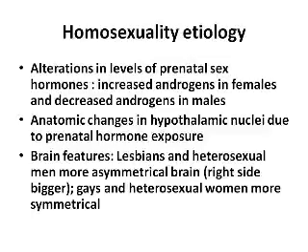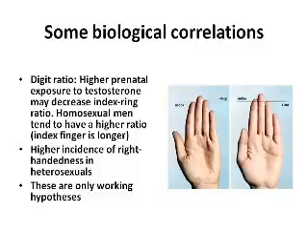And apart from the brain, there are other biological correlations that are quite interesting, and they're not properly predictors of homosexuality, but they have a strong correlation. There's first of all the digit ratio. Higher prenatal exposure to testosterone may decrease the index-ring ratio. So homosexual men tend to have a higher ratio. So in the case of homosexual men, the index finger may be longer than the ring finger.